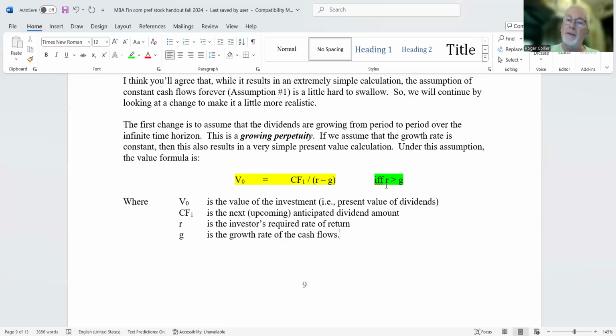The other way to think about it is if R is less than G, then when we subtract them, we get a negative number, which gives us a negative value, which doesn't make sense. Negative value. That means the company would pay us to take their stock. Well, it doesn't make sense. This works as long as you're willing to make these assumptions, and as long as R is greater than G.